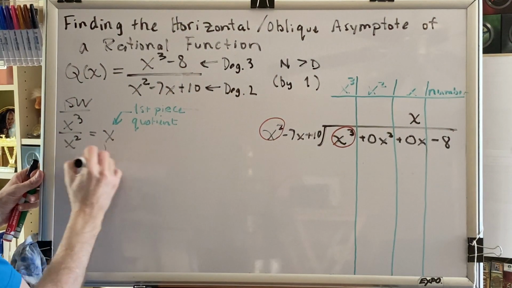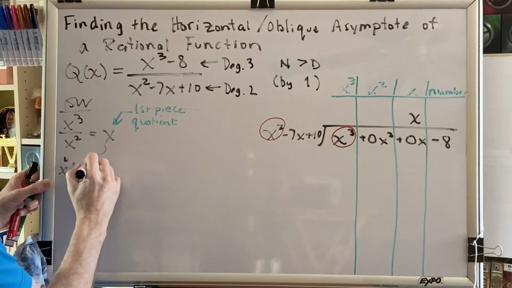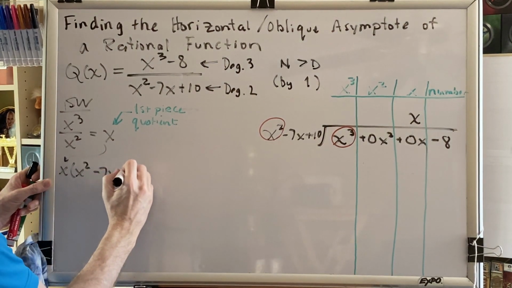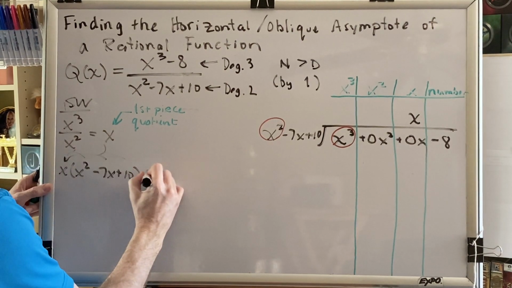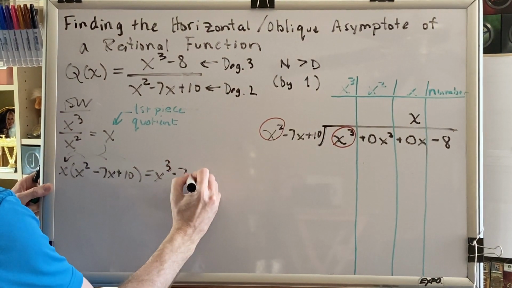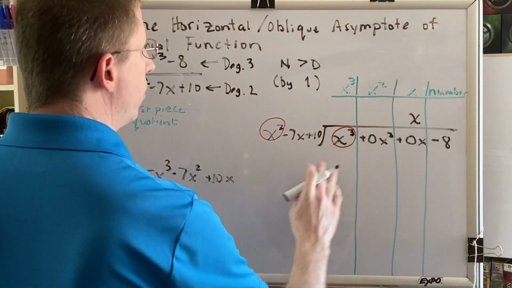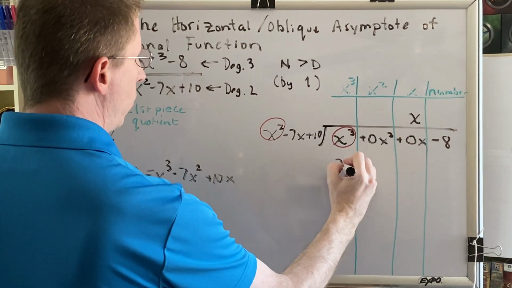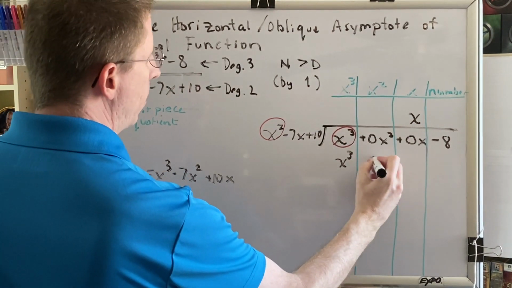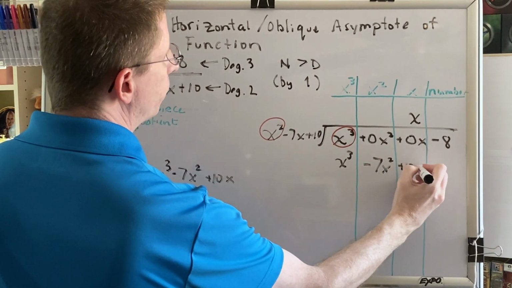Next we take that piece of our quotient and multiply it by our entire denominator, x squared minus 7x plus 10. We use the distributive property to do that, and we get x cubed minus 7x squared plus 10x. This result goes underneath our division bar, lining up the columns. So we put the x cubed here, the minus 7x squared here, and the plus 10x here.